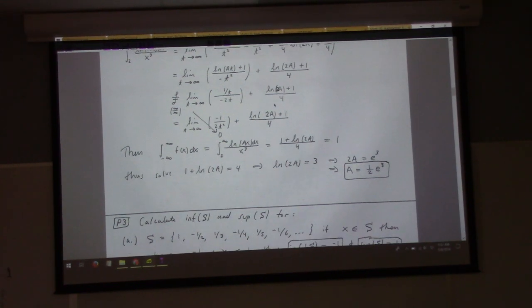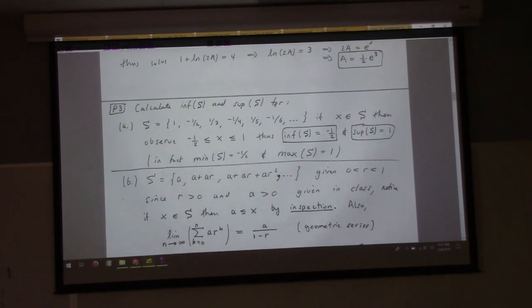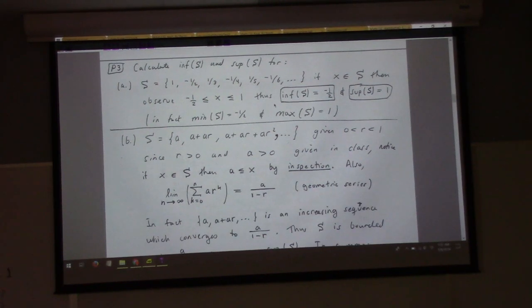Let's see here. Problem 3. So I'll try to fix my mistakes and repost the solution, obviously, right?